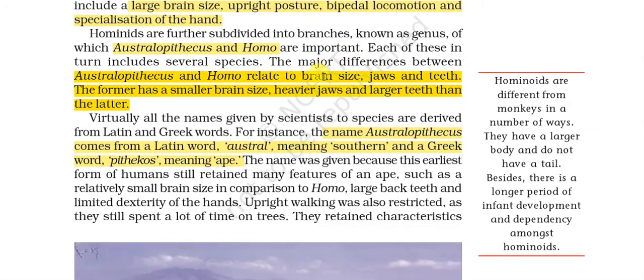Australopithecus again did not have a larger brain size. They have a very smaller brain size compared to Homo. One of the reasons they got defeated in the survival struggle. Australopithecus had heavier jaws. The jaws were very heavy. And why were their jaws heavy? Because they have larger teeth. On the other hand, Homos had a larger brain size. Homos had smaller jaws and smaller teeth. So, as you can see, anatomy had favored Homo instead of Australopithecus.